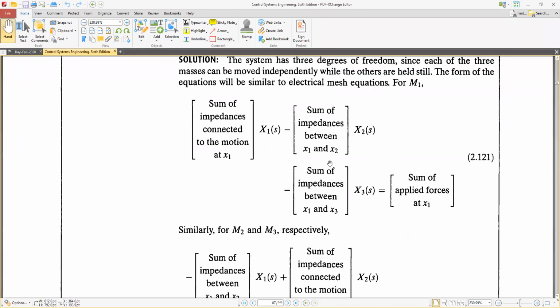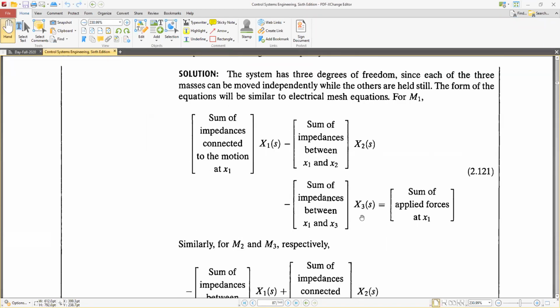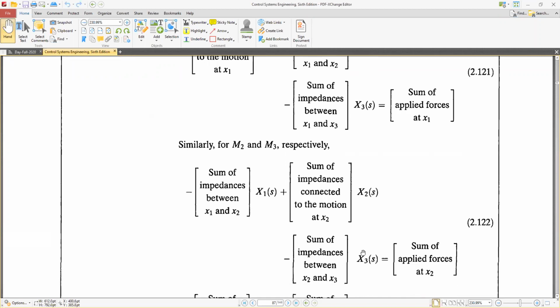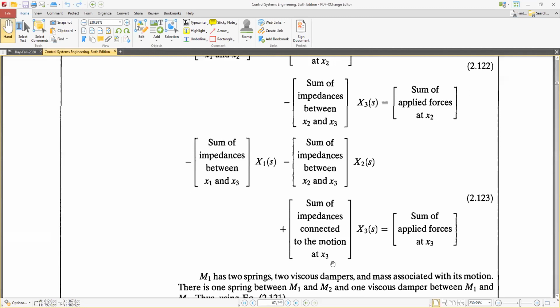Minus the sum of impedances between X1 and X2, X1 and X2 negative, and X1 and X3 negative. Sum of applied forces at X1. For M2, minus the sum of impedances between X1 and X2, negative, plus the sum of impedances connected to the motion of X2, since it is X2 it would be positive, minus the sum of impedances between X2 and X3, it would be negative. Similar thing would happen here.